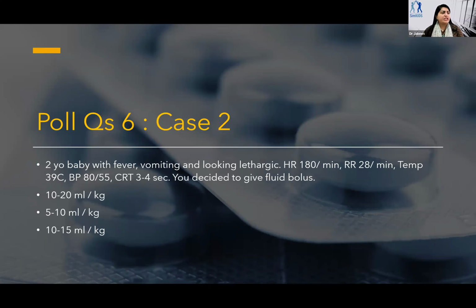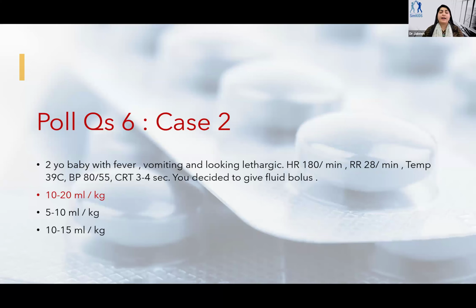10 to 30 ml per kg, 10 to 20 ml per kg, A, most of you, and then some 5 to 10, I will say, C as well. So yes, most of you are correct. It is 10 to 20 ml per kg. So what is the difference?